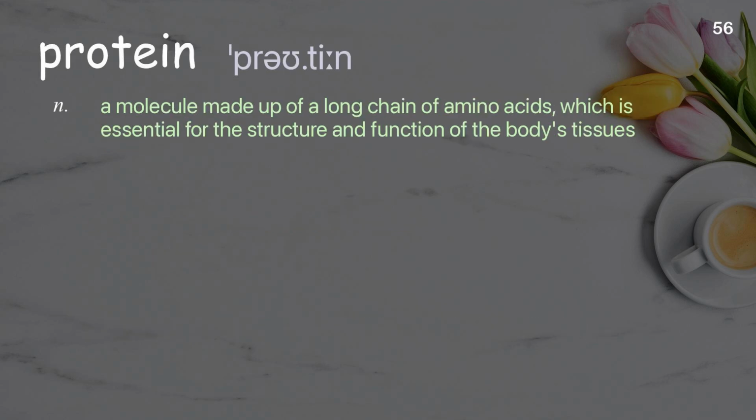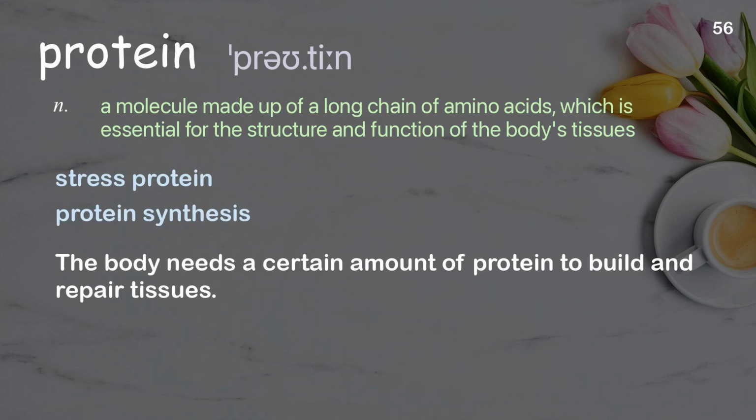Protein: a molecule made up of a long chain of amino acids, which is essential for the structure and function of the body's tissues. Examples: stress protein, protein synthesis. The body needs a certain amount of protein to build and repair tissues.